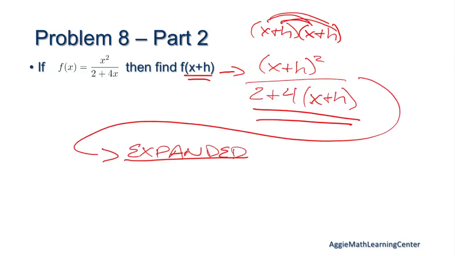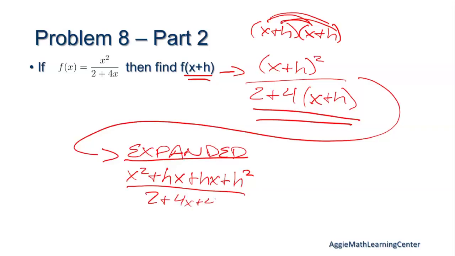Okay, so what is our expanded form? Let's do the top one first. What do we get? So x squared plus xh plus hx plus h squared. Over 2 plus 4x plus 4h. Okay, so we technically could simplify this a little bit. So x squared plus h squared plus 2hx over 2 plus 4x plus 4h.